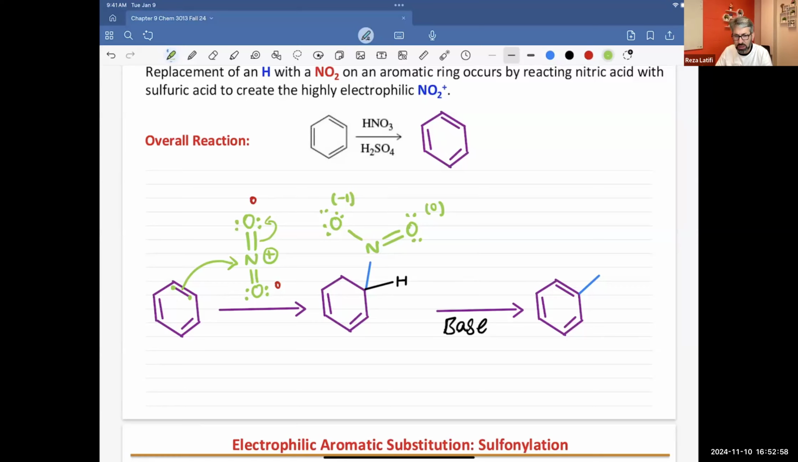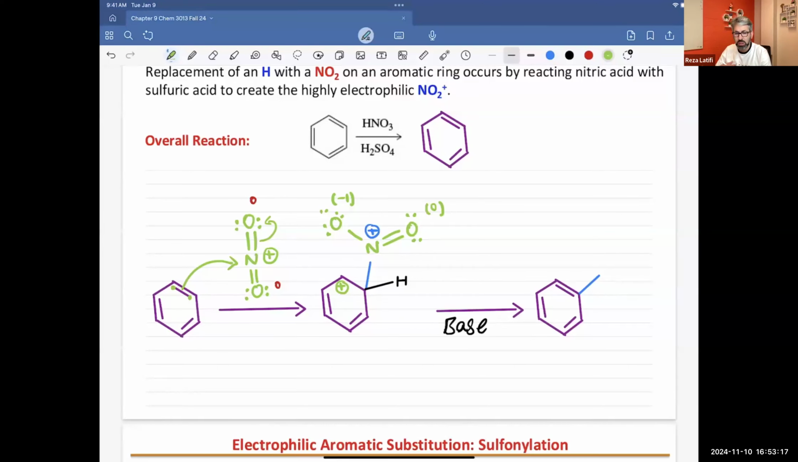Now, what's the charge on nitrogen? Nitrogen still is going to be +1. Okay, +1 will be canceled by -1, so that one will be 0. So we need to have a positive charge somewhere, and that positive charge will be here. Okay, now we have a positive charge inside the ring.